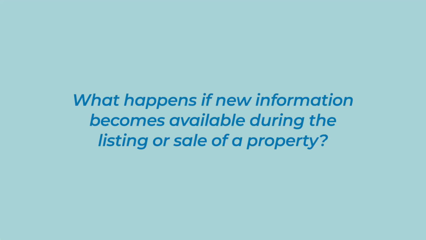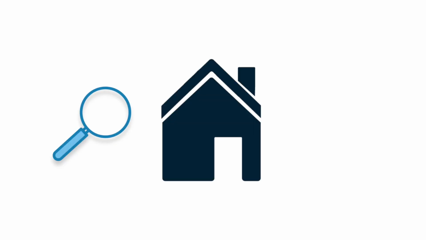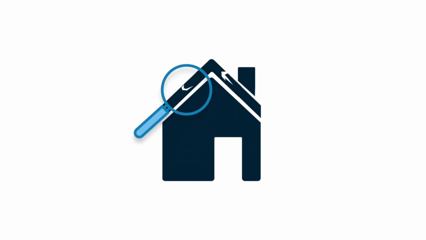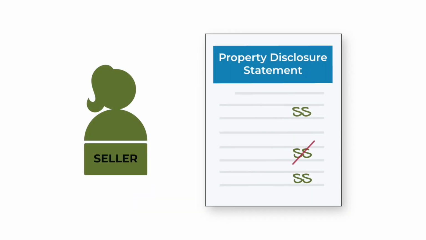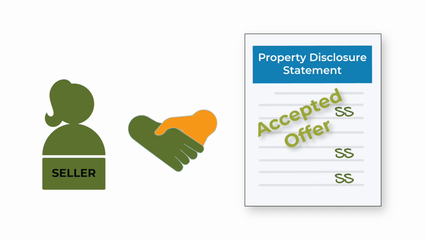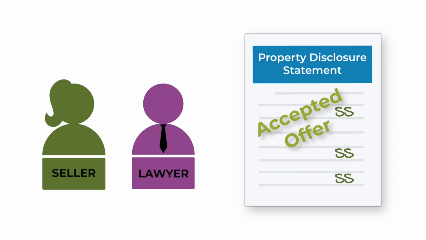What happens if new information becomes available during the listing or sale of a property? For example, what if it turns out that renovations were done without a permit? The home needs a new roof, or there is a mold infestation. It's best practice for the seller to amend the property disclosure statement to reflect their current knowledge of the property. This helps the seller avoid making a misrepresentation if the property disclosure statement is incorporated into the contract of purchase and sale. If new information becomes available after an offer is accepted, the seller should seek legal advice to help them determine their disclosure requirements.